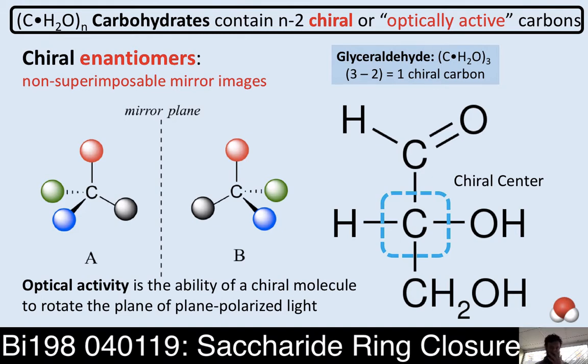Because of this chiral center, the molecule is said to be optically active. Oh, I should define the word enantiomer. So chiral means it's going to be optically active, and I'll show you what that means in a moment. Enantiomer is the word that we use to mean non-superimposable mirror image. All right. So, for example, your hands are enantiomers of one another. They're mirror images that you can't superimpose and map point for point onto one another. Does that make sense?